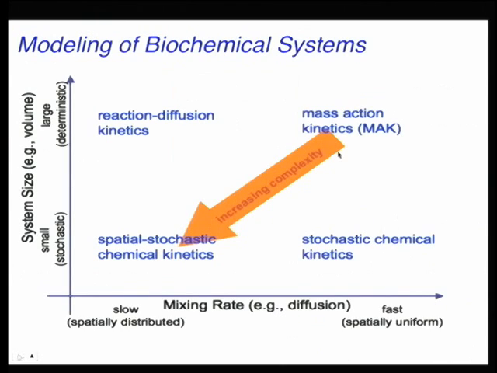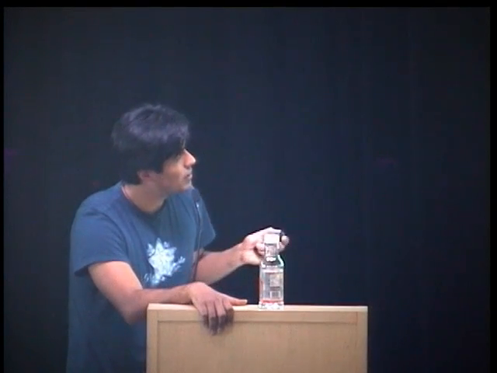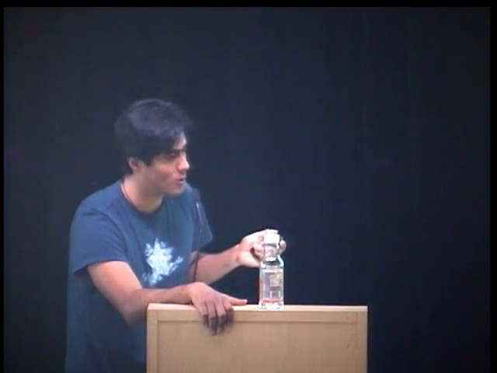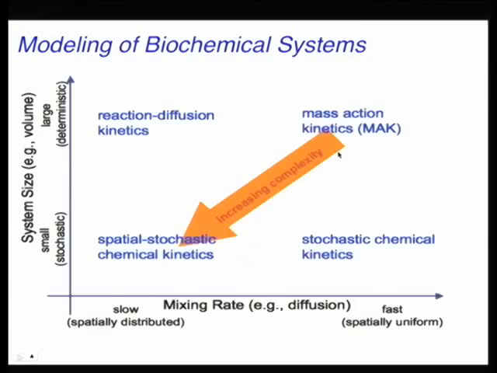So most people work at this point in the regime that's here, the simplest one, where you have fast mixing, so no spatial gradients, and the systems are large enough that they're deterministic. But we don't really know that the systems are large enough for it to be deterministic. It's just that this is the simplest modeling framework that we have. And people pretty much just know how to work with this framework. Because even this framework is already kind of complicated. You have a set of coupled nonlinear differential equations and a bunch of parameters.